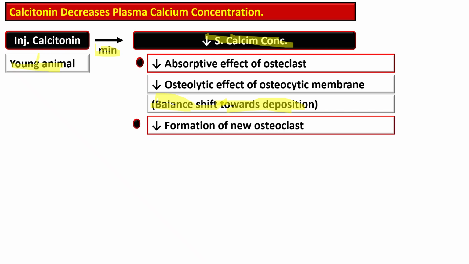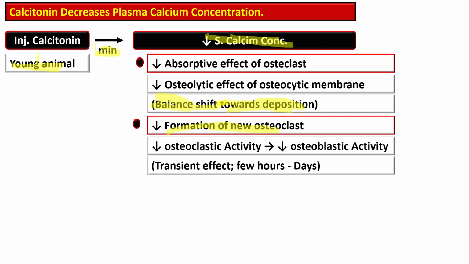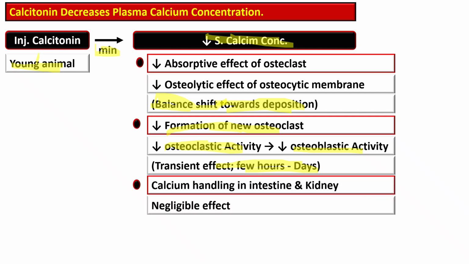Then there is a prolonged effect that occurs within days, and there is a reduced formation of new osteoclasts, and also this reduced osteoclastic activity will result in decreased osteoblastic activity. As a result, within a few hours to days, there will be reduced bone turnover. Both the osteoclastic and osteoblastic activities are reduced. In humans, this effect is short-lived or transient.